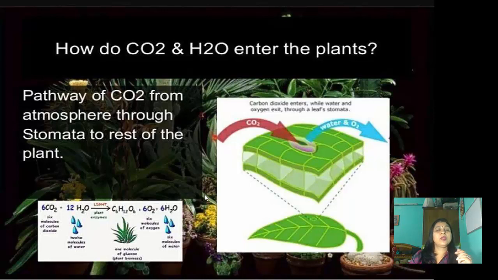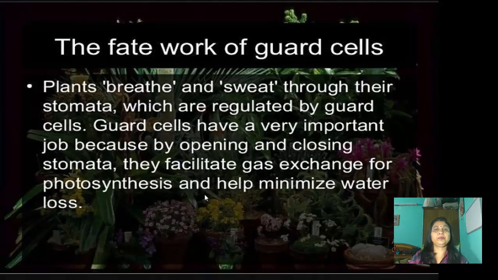It is written 6CO2 plus 12H2O, which means carbon dioxide and water in the presence of light and chlorophyll form glucose plus oxygen plus water. So this is the reaction for photosynthesis.